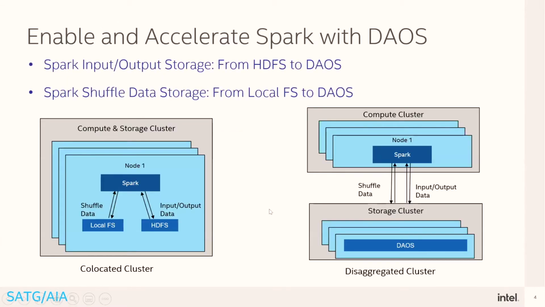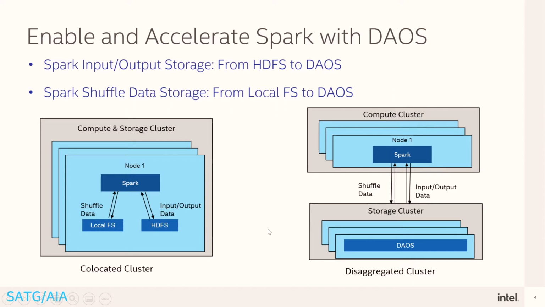So in Spark, typically we have two types of clusters. On the left, it's the co-located cluster. Spark usually gets input data from HDFS, and in the map task, it will process the input and shuffle data to the local file system, which is for the later reduce task. The reduce task reads the shuffle data from the local file system. After it's done, it will save the output data back to HDFS.